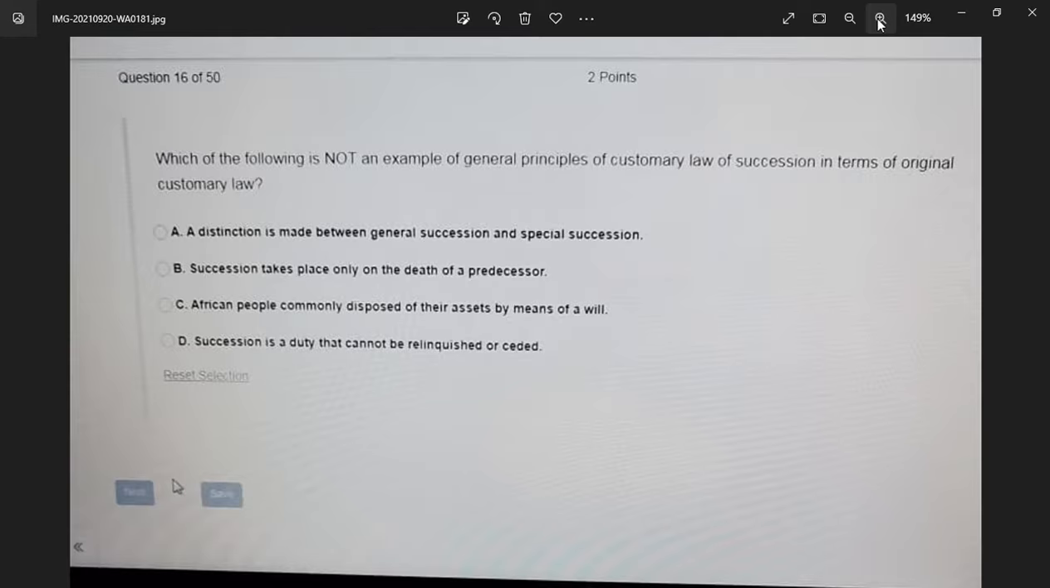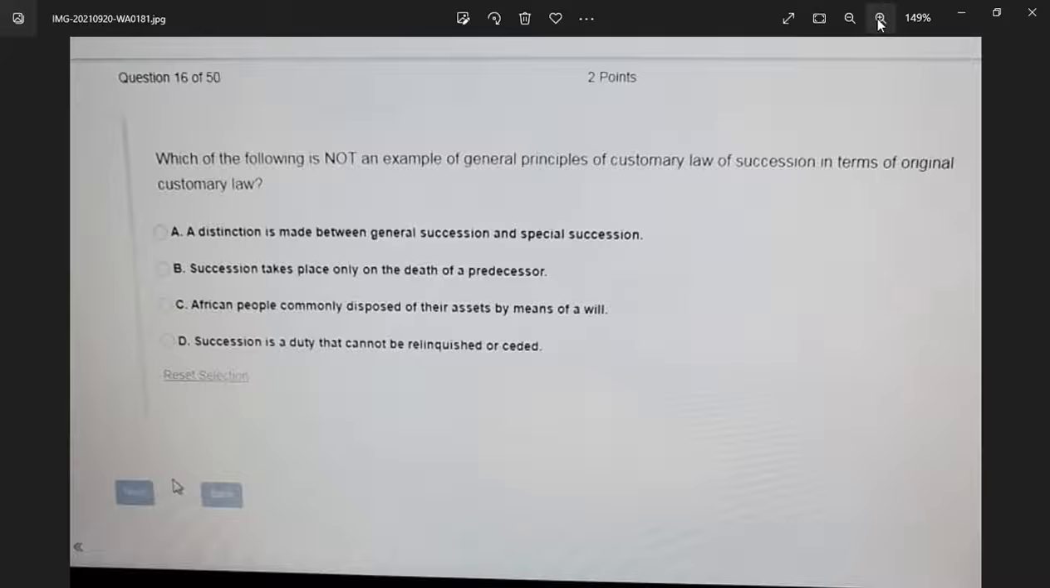Which of the following is not an example of general principles of customary law of succession in terms of original customary law? My answer is C, which is found on page 96. It says African people commonly disposed of their assets by means of a will. Remember, I said that traditionally or culturally, we did not have a will. So this is customary law. This is indigenous law. Our forefathers did not know how to write, so they never had any will.